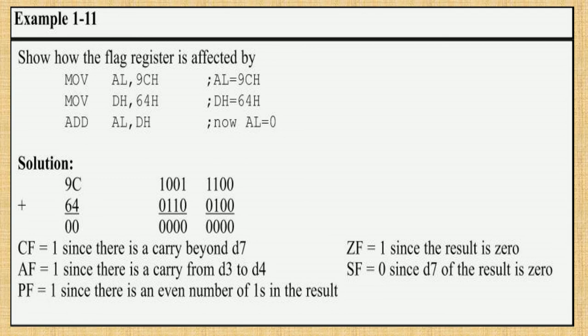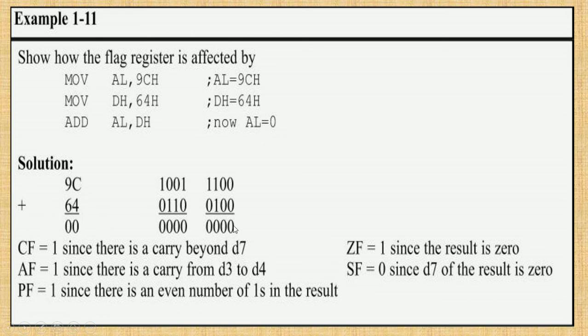10H. 0 is the sum and 1 is the carry. 9 plus 1 is 10, 10 plus 6 is 16. Once again, the hexadecimal equivalent of 16 is 10, where 0 is the sum and 1 is the carry. Therefore, what is the result here? 0. This is a hexadecimal addition.